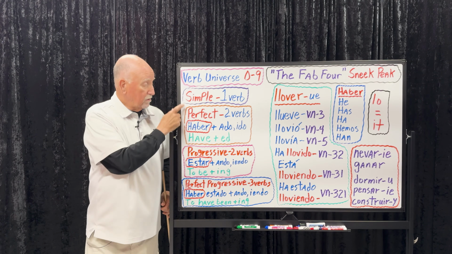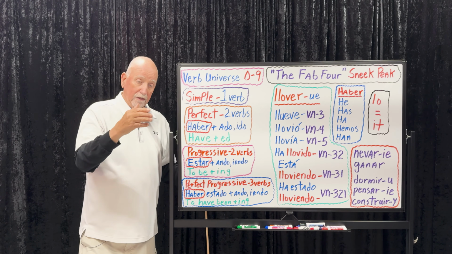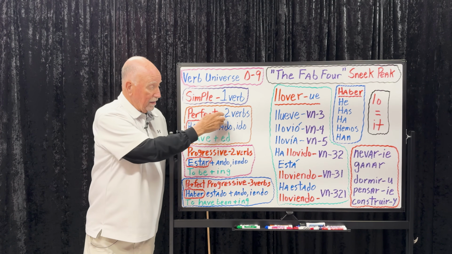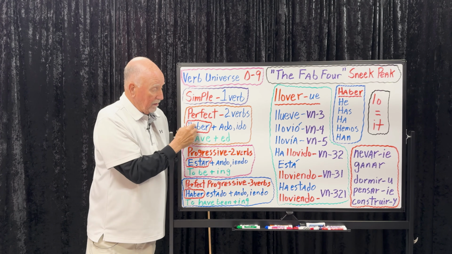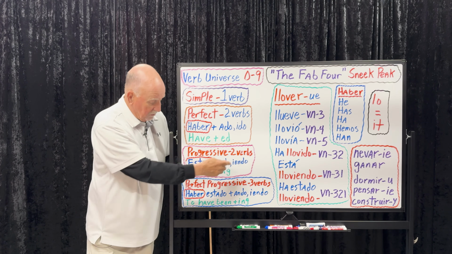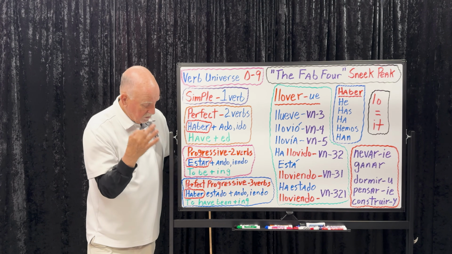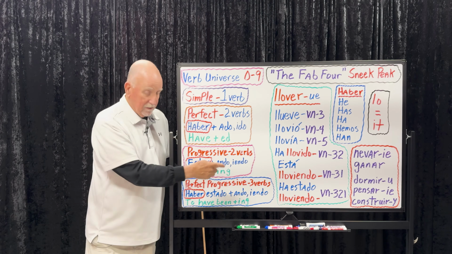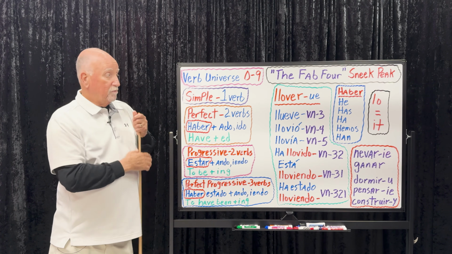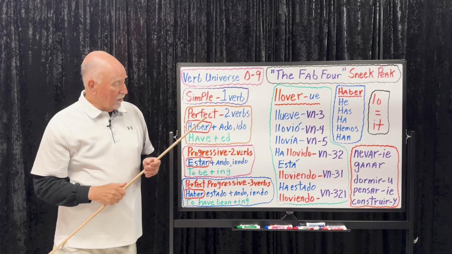Four constructions. They're simple when it's one verb, which is what we've done with the present, preterite, and imperfect. There are perfect tenses with the haber and past participle. There are the progressive tenses with estar and the ando y yendo. And then we have the perfect progressive tenses, three words to it, with haber, estado, and ando y yendo. So basically you need to know how to conjugate haber, which would be he, has, ha, hemos, han. You need to know how to do a past participle.